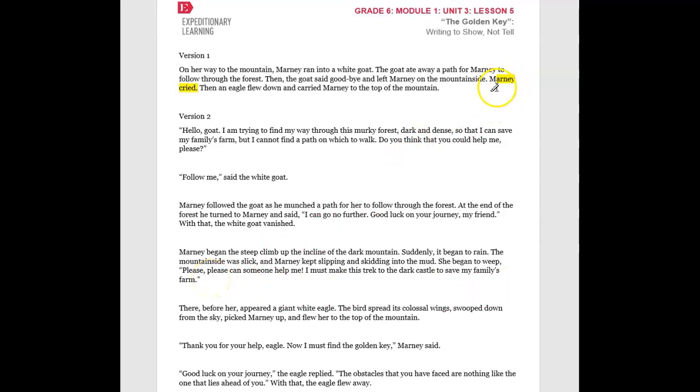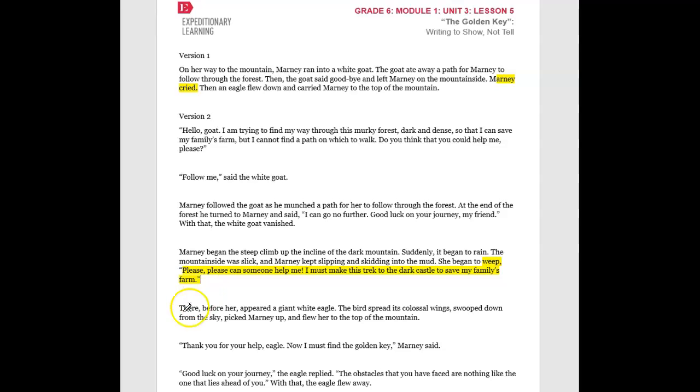So here, instead of just saying Marnie cried, we see that Marnie wept, which is a much more vivid word choice. And then the author further shows how Marnie is feeling with this quote here. And there's an explanation of why she's weeping, why she's crying, because she needs to make this journey to save her family's farm.